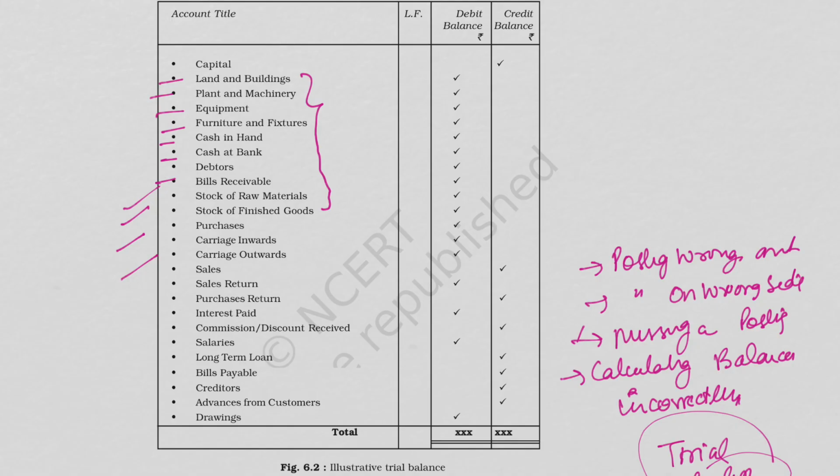Now we have accounts with credit balances. Liabilities usually have a credit balance. For example, we can have creditors, bills payable, bank loans. And income accounts also have credit balances. For example, sales account. Then we have commission received, discount received, interest received.